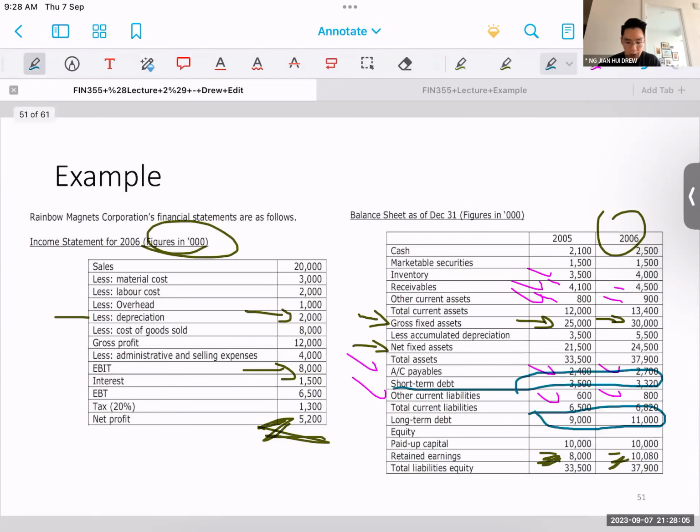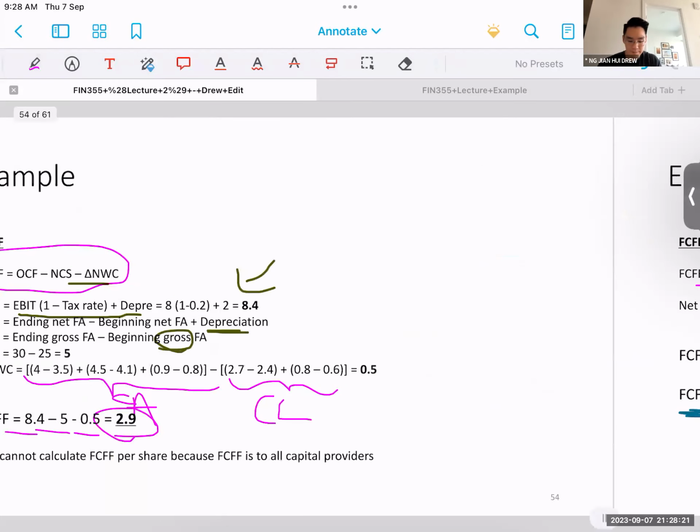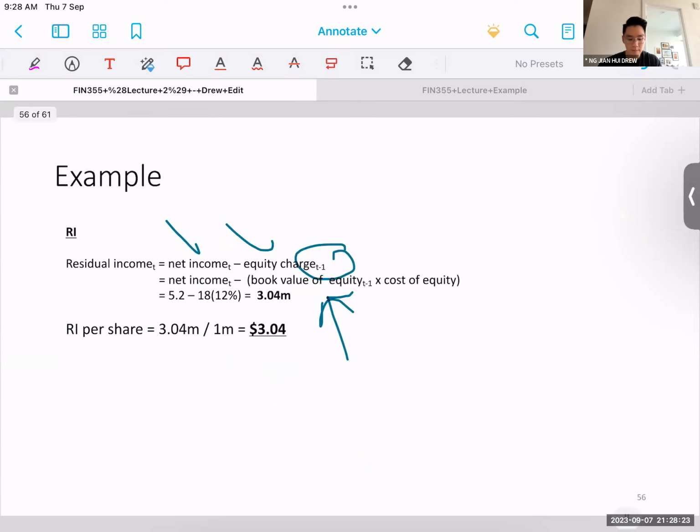So what is the book value at T minus 1? Remember, I said it's retained earnings plus paid up capital. So it's these 2 components here. So it's 18,000, because we are using 1 year, we are using this figure. Okay, so it's 18,000. Cost of equity was given to you, so that's fine. And then we can calculate the residual income here.